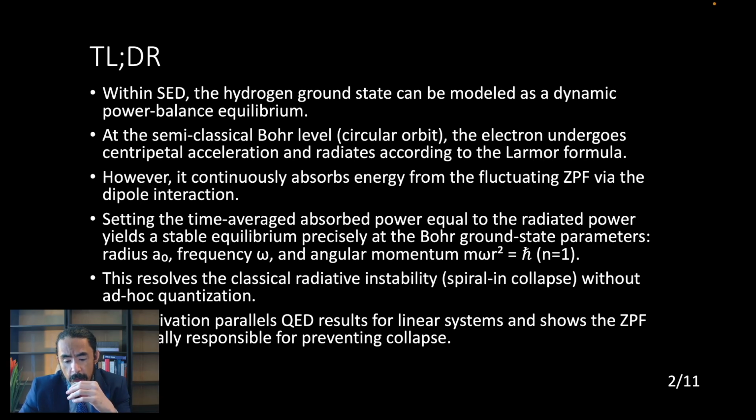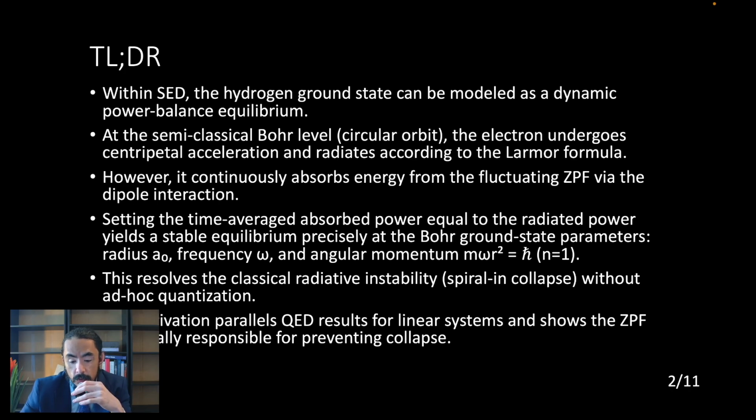So setting the time averaged absorbed power equal to the radiated power yields a stable equilibrium precisely at the Bohr ground state parameters. So we're able to recapitulate the Bohr radius, lowercase a naught, frequency omega, and the angular momentum of the hydrogen atom given by m omega r squared equals h bar. And you could have the statement for angular momentum being m omega r squared equals n h bar, but we're looking at the ground state, the true ground state, so n equals 1.